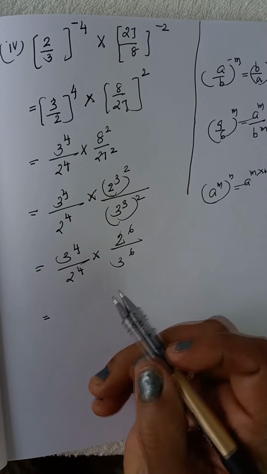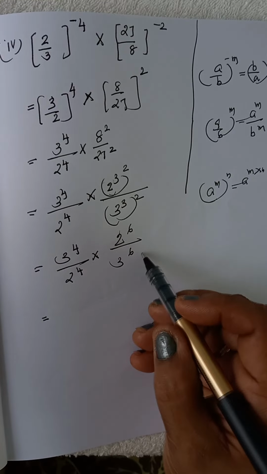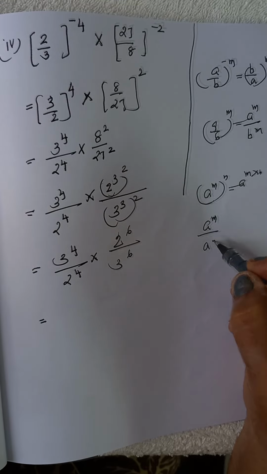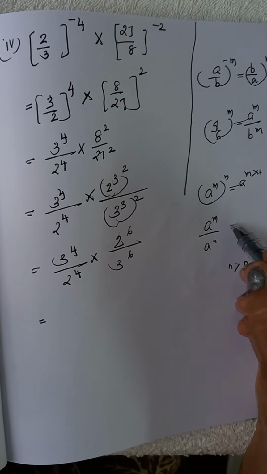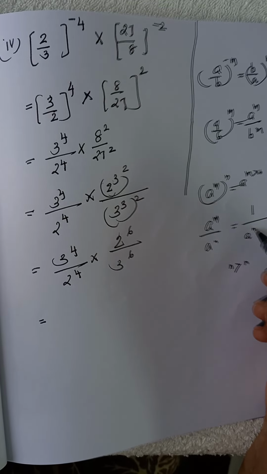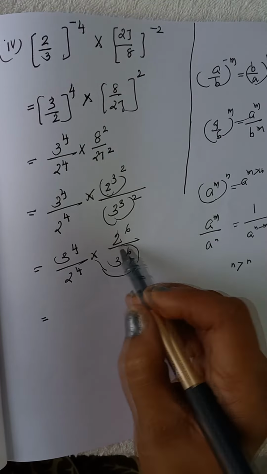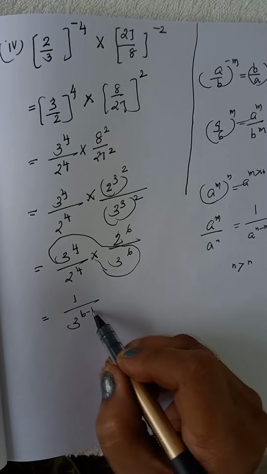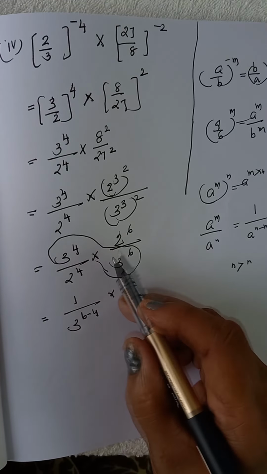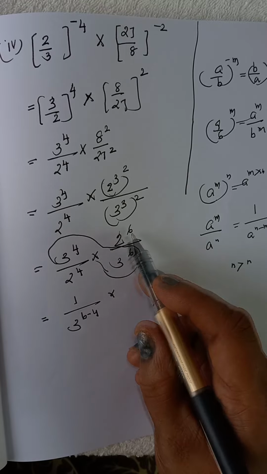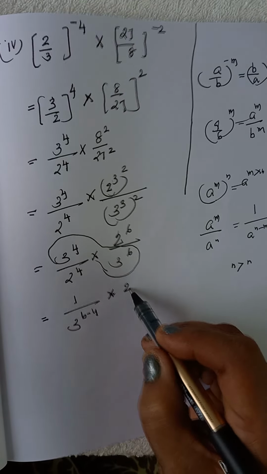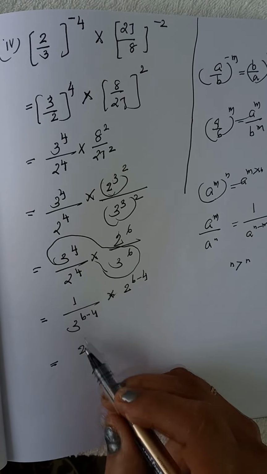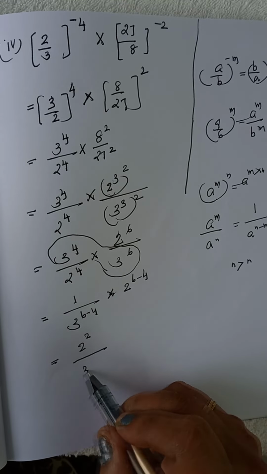Now this is equal to, now 3 raised to 4 and 3 raised to 6, a raised to m by a raised to n. If n is greater than m, this can be written as 1 by a raised to n minus m. So applying that, these two can be written as 1 by 3 raised to 6 minus 4. Now that into, here 2 raised to 6 by 2 raised to 4. Here 6 is greater than 4. So that into 2 raised to 6 minus 4. Now this is equal to 2 raised to 6 minus 4 means 2 raised to 2, 3 raised to 6 minus 4 means 3 raised to 2.